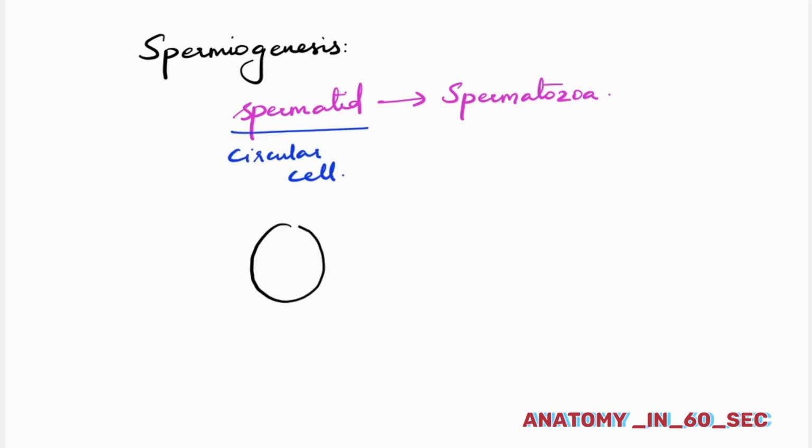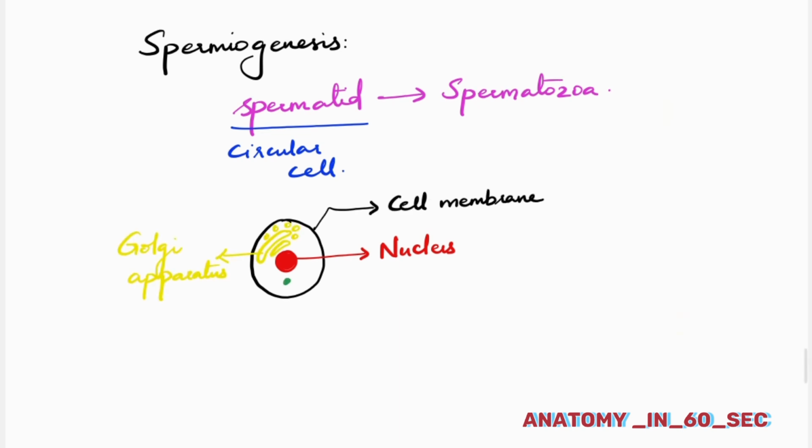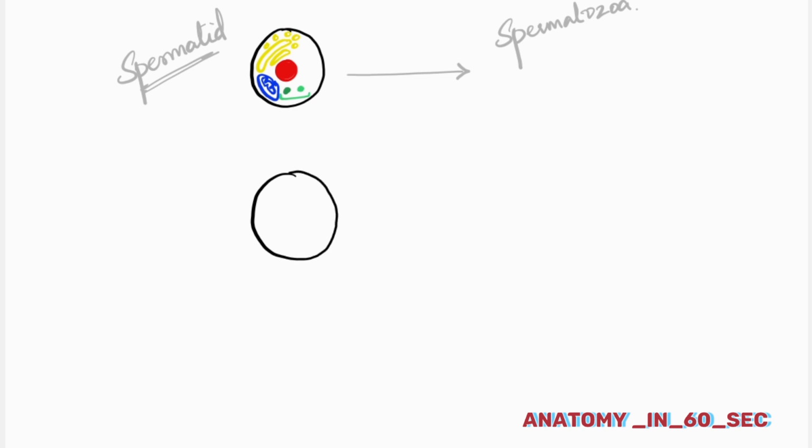This spermatid is a circular cell. So let's imagine a cell with its organelles. It has cell membrane, nucleus, Golgi apparatus, centrosome and mitochondria. How these cell organelles are modified to form a sperm is known as spermiogenesis, that is the spermatid into a spermatozoa. So first the cell membrane of the cell forms the cell membrane for the entire sperm.